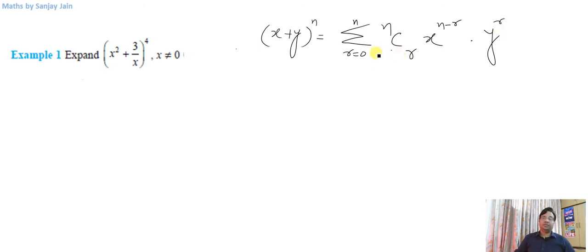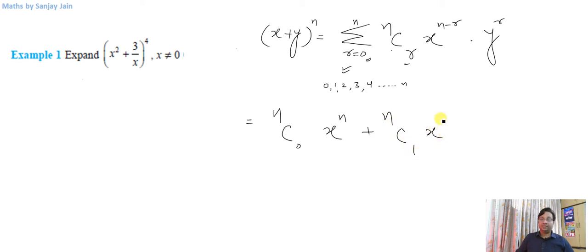This was the formula. And how do we write it in expanded form? Now this is sigma. Sigma means summation, and r goes from 0 to n. So r will take these values 0, 1, 2, 3, 4 and up to n, right? So how do we write this in expanded form? I'll start with r equal to 0. The first term will be nC0 x^(n-0) y^0. So this is the first term.